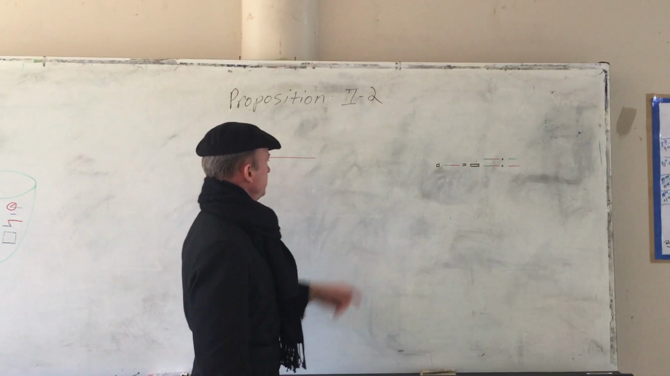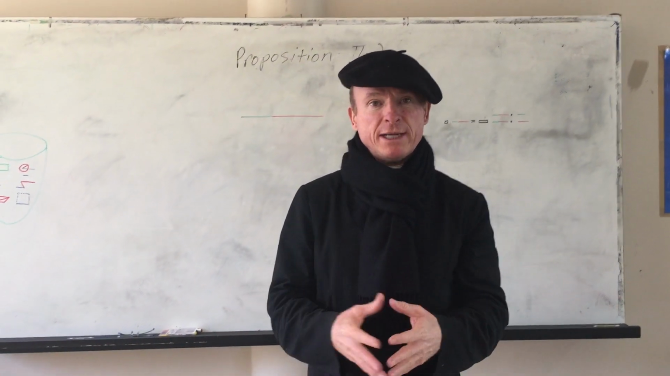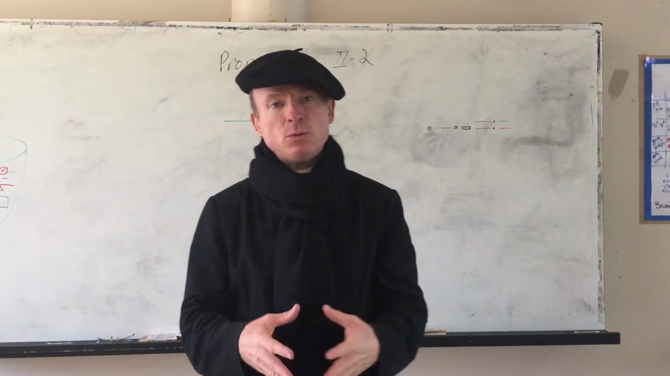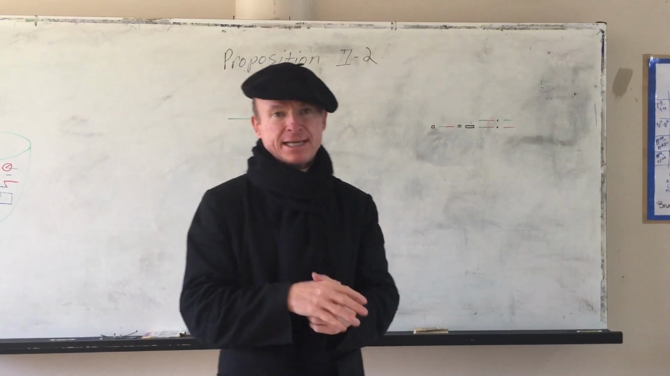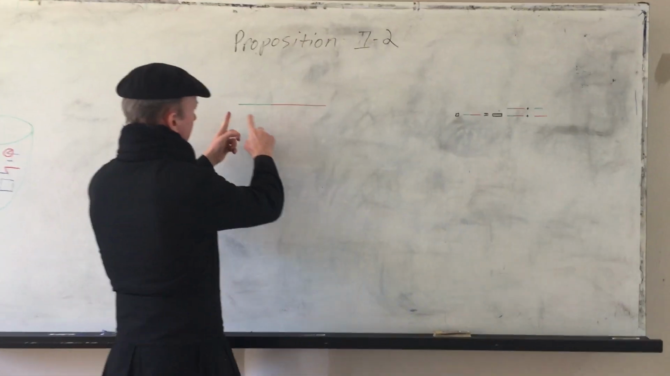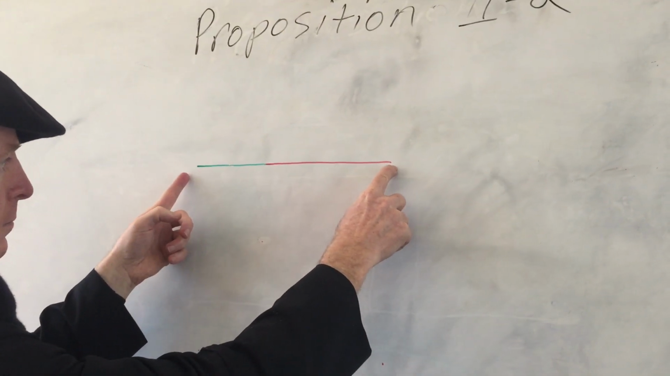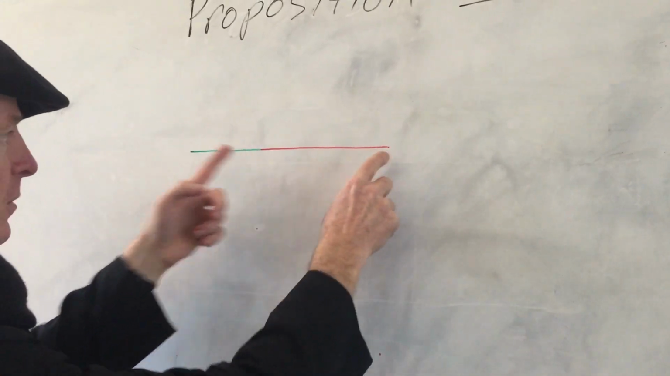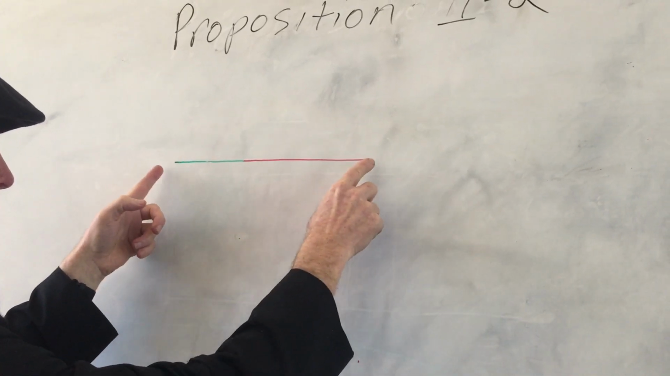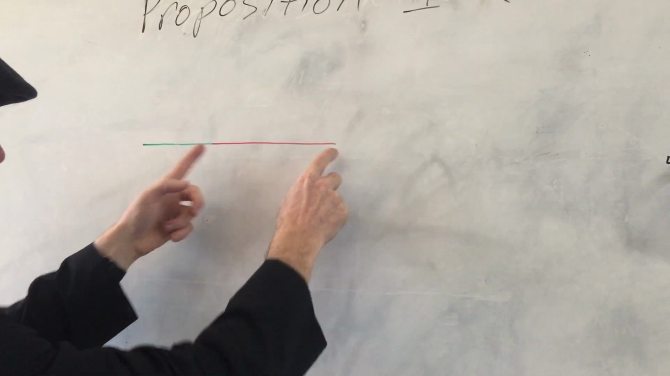Book 2, Proposition 2. If a straight line be cut into any number of parts whatever, the square on the whole is equal to the sum of the rectangles contained by the whole and each of the segments. In this case, just 2 to keep it simple, the square on the whole is equal to the rectangles contained by the whole and each of the segments. So in this case, we'd have 2 rectangles: the rectangle contained by this and this, plus the rectangle contained by this and this, okay?